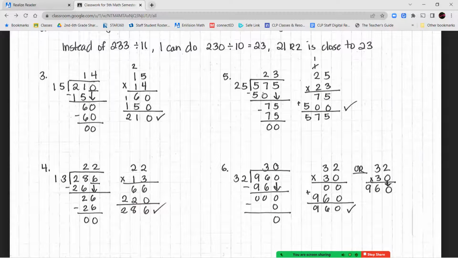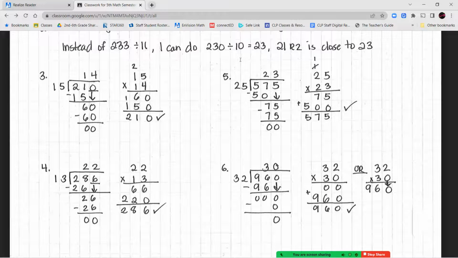All right, our next one is 575 divided by 25. Now, if I wanted to do it the way they were doing it in the video, I could do 25 times 20, which would give me 500. I would subtract the 500 and be left with 75. And then I would do 25 times 3 is 75. Subtract that off and have 0.